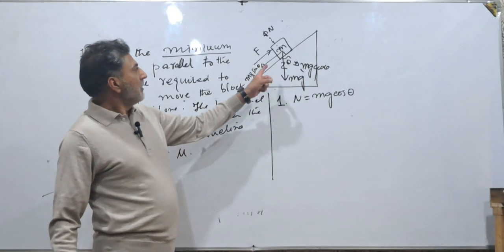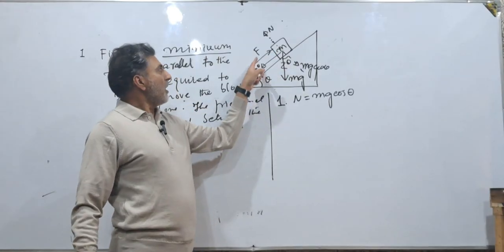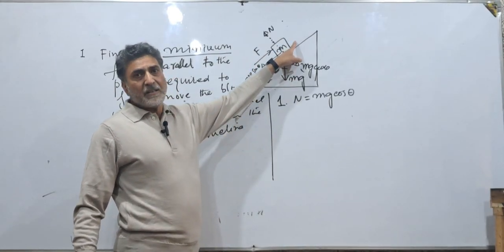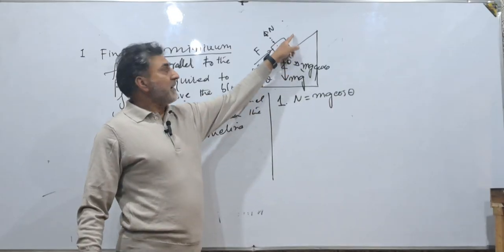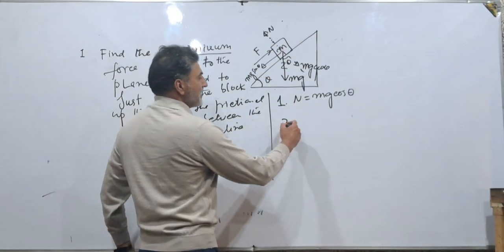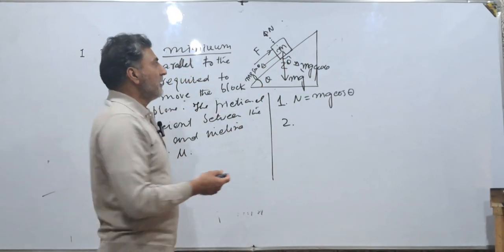Now as there is no motion in this direction, the motion is possible only along the plane. तो आपने इस F को अप्लाई किया तो the body tends to move in the upward direction. So when the body tends to move in the upward direction, there's a frictional force which is downwards. So what is the second step? What is the total downward force along the plane?